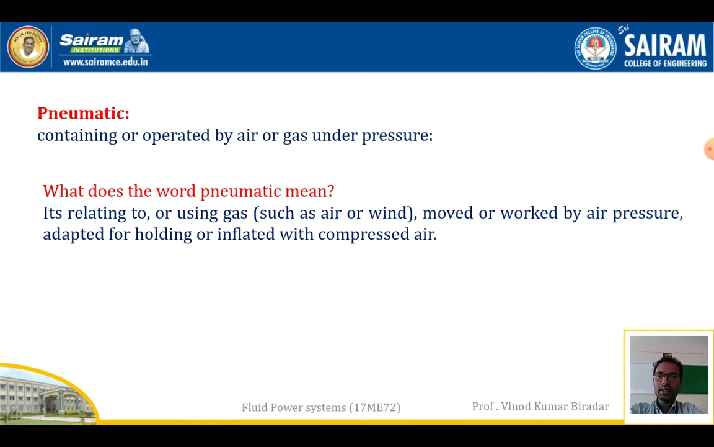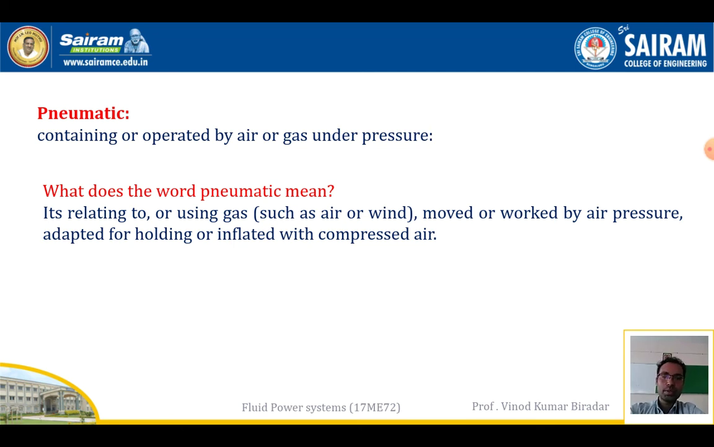Here the pneumatic works with the use of some fluid, that is a gas. It is operated by air or gases under some pressure, that is a compressible fluid, to transmit the power from one system to another system. Okay, what does the word pneumatic mean? Normally it is related to each component, using gas such as air and wind, moved or worked by air pressure, adapted for holding or inflated with compressed air. This is about the pneumatic.